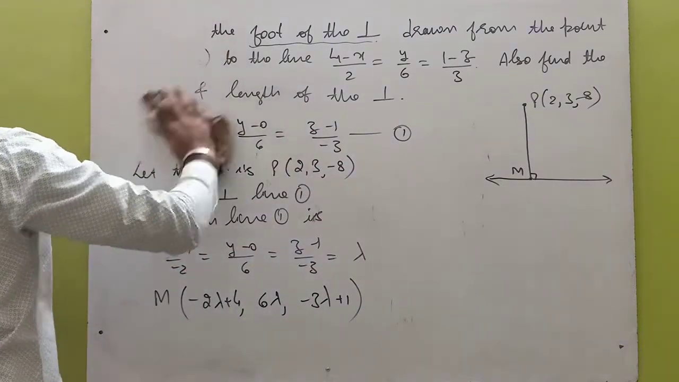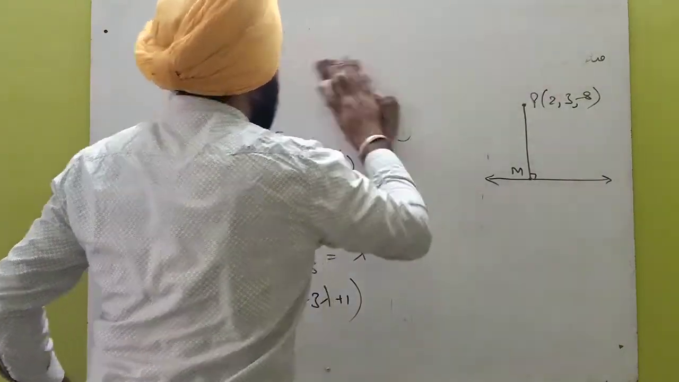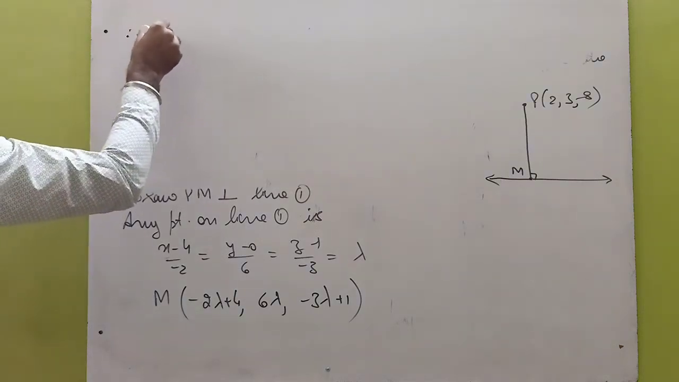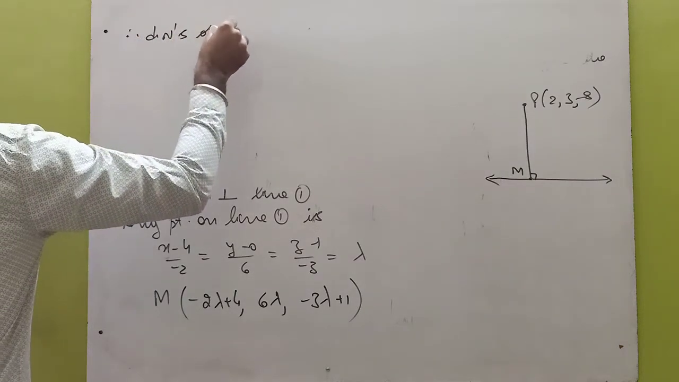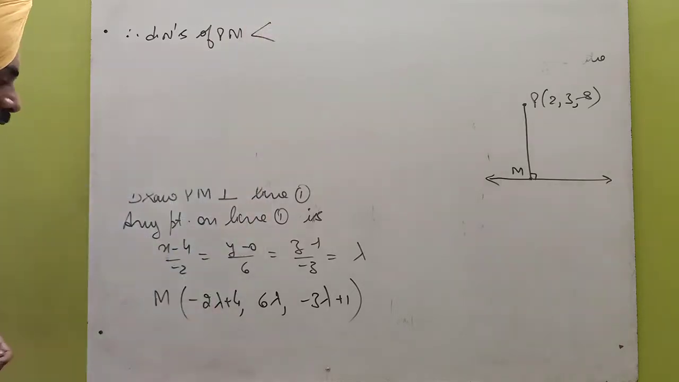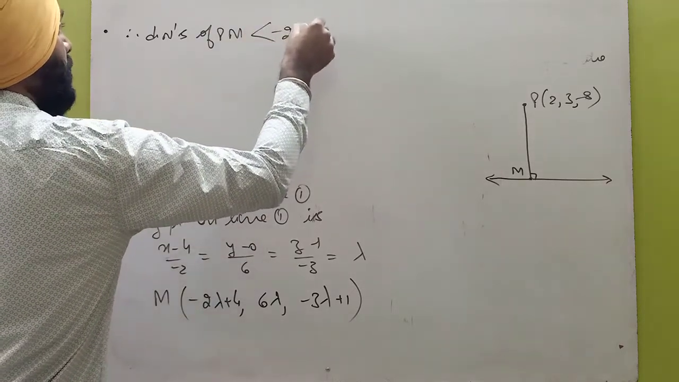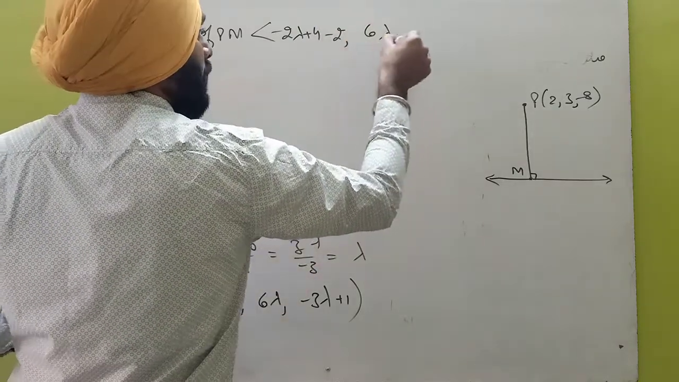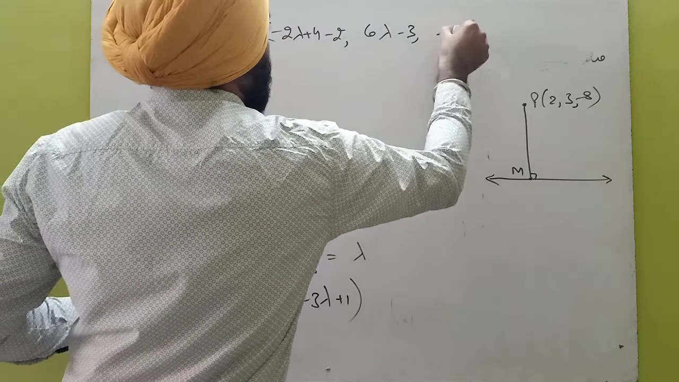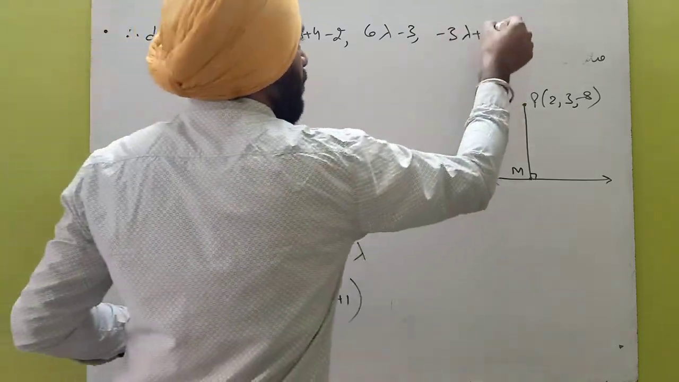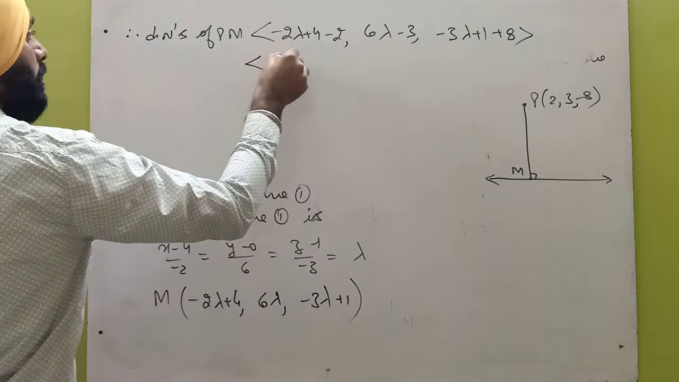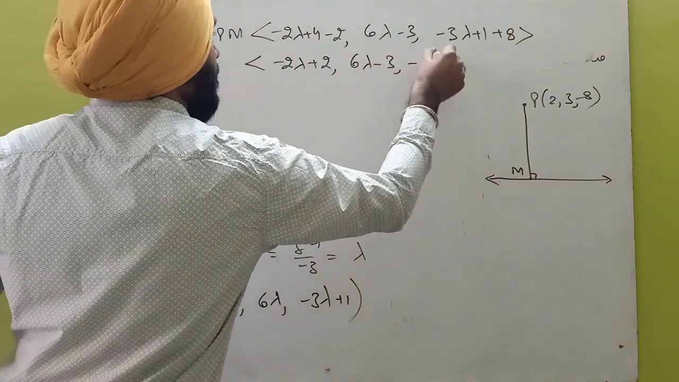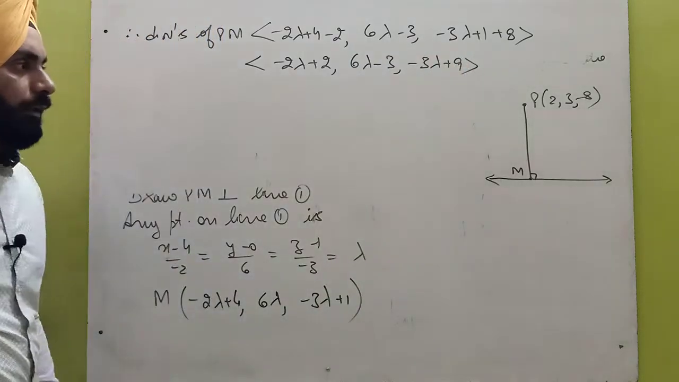So in the next step, therefore the direction numbers of PM are x2 minus x1, this is minus 2 lambda plus 4 minus 2. Similarly y2 minus y1, and z2 minus z1, this is minus 3 lambda plus 1 plus 8. That is, the direction numbers are minus 2 lambda plus 2, 6 lambda minus 3 and minus 3 lambda plus 9.